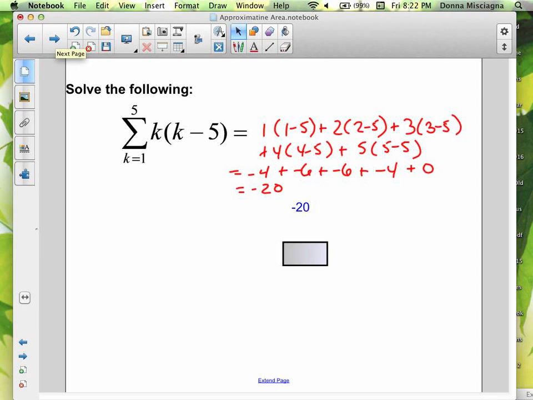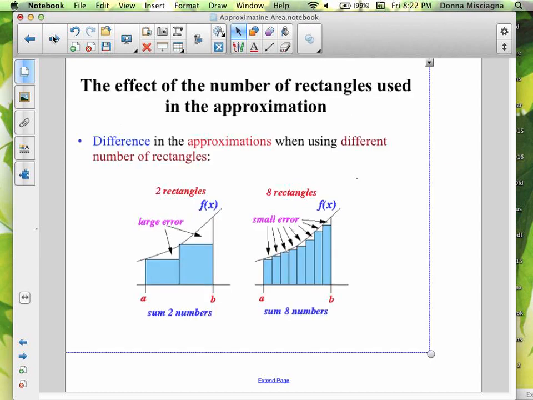Okay. So I didn't really have you do this on whiteboards because I think they're straightforward. I mean, it's just being able to understand what the summation notation tells you, and then just being able to use a few formulas when it might be helpful. And so I'm going to end this lesson with just kind of recapping on some things about approximating area using rectangles. So the effect of the number of rectangles used in the approximation.